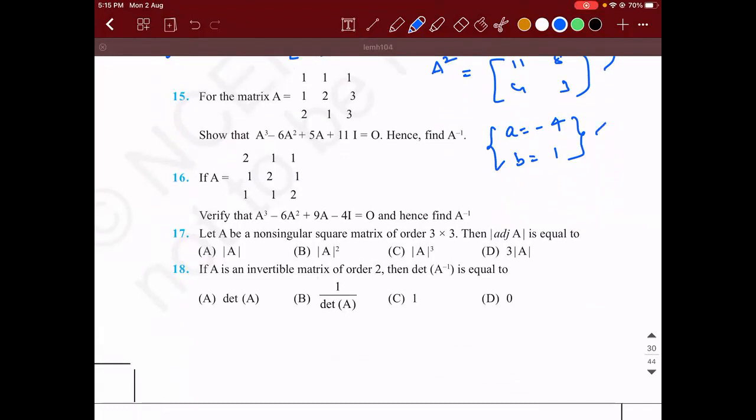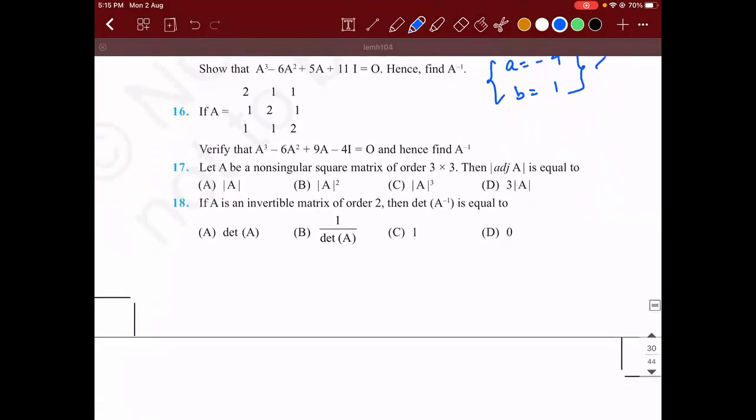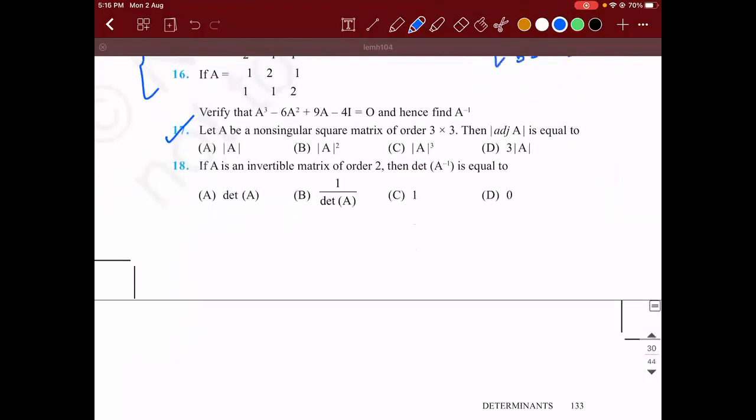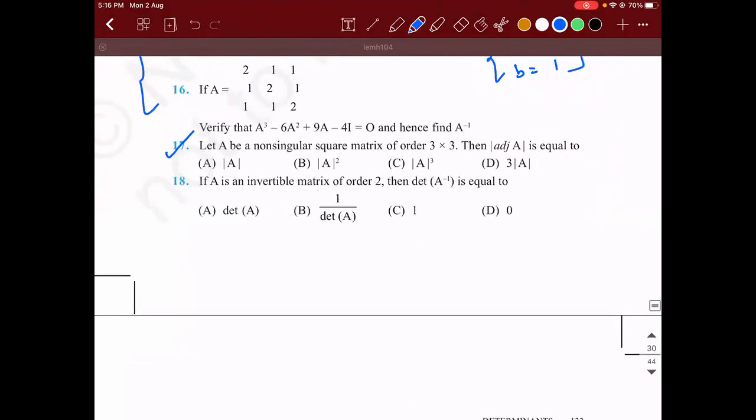Okay, since you guys know how to solve this problem, I'm not stressing on it. 17th one. The other two also you guys can try. Let A be a non-singular matrix of order 3 cross 3, then the determinant of adjoint of A. I've already told this. Determinant of adjoint of A is equal to det A to the power of n minus 1, where n is the order of the matrix. Answer will be B, sir. Yes, sir.